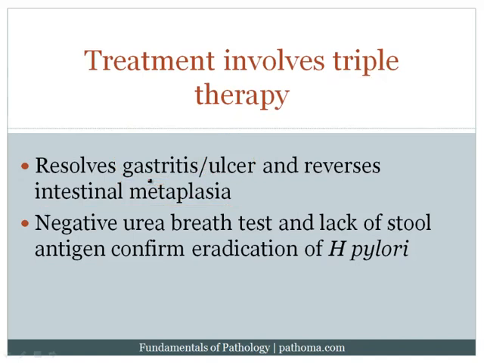Now, when you give triple therapy, you want to make sure that you've gotten rid of the bug, and the way by which you do that is you can look for urea in the breath, because remember that the bug is making ureases, and so it produces urea as a byproduct. And so when there's lack of urea in the breath, that will tell you that the bug has been killed. And another way to check is to look at the stool. And in the stool, you'll see lack of H. pylori antigen. So that would also be helpful to confirm eradication.